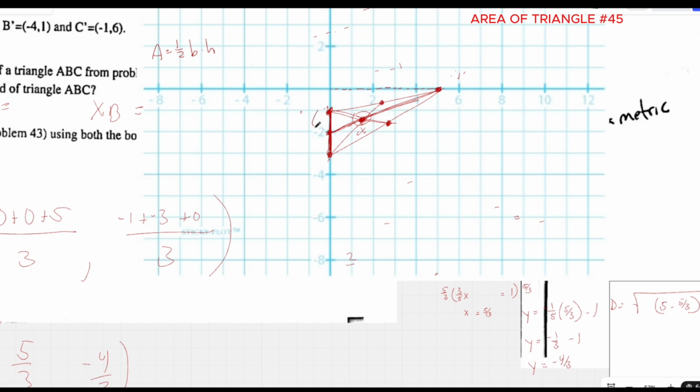So my base is 2, and my height is 1, 2, 3, 4, 5. So I can just plug that in. 2 times 5. So area equals 5. I might count some of these squares and kind of estimate it. 1, 2, 3, 4, something like that, 5. Yeah, it looks reasonable, I guess.